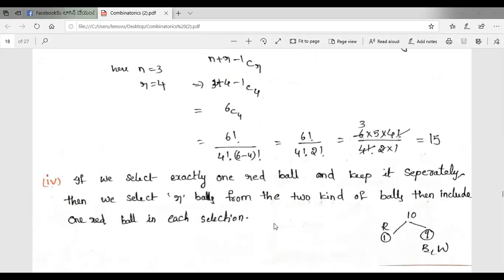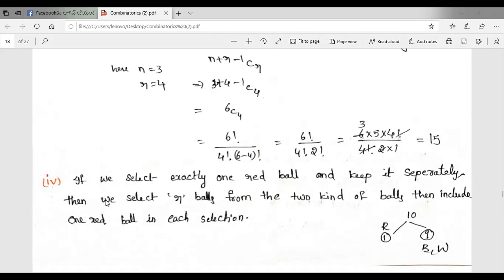Fourth question: exactly one red ball must be selected. In the previous questions it was at least one red ball, at least 2 blue balls, like that. Here they mention exactly one red ball.